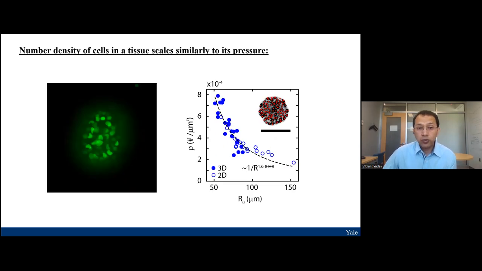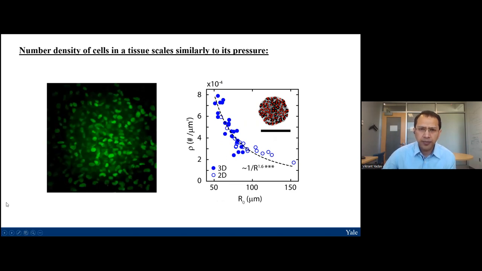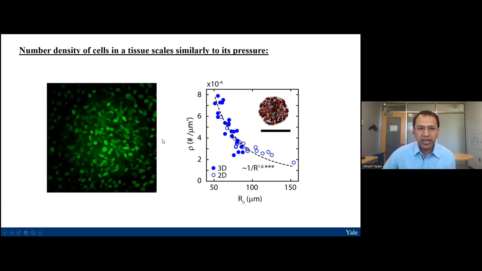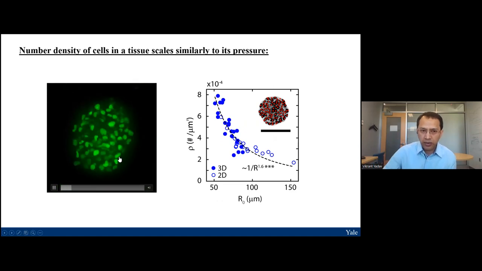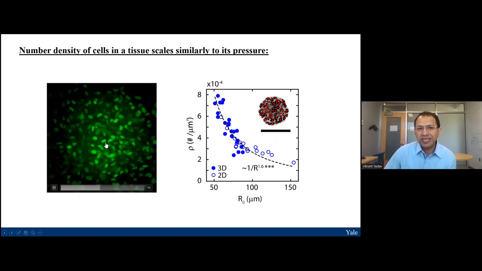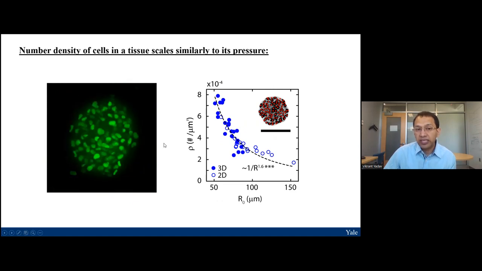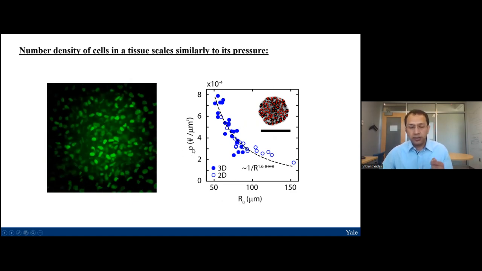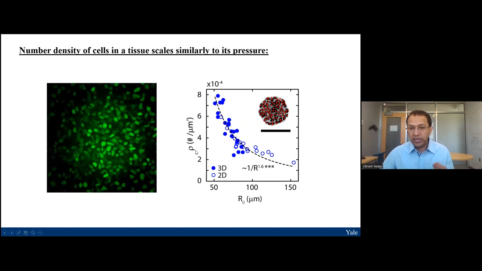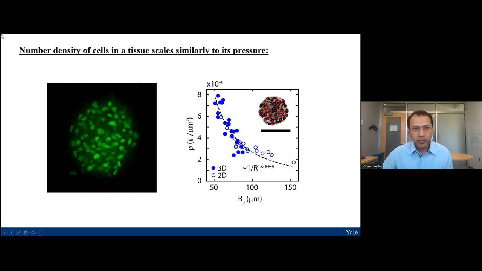We decided to do one more measurement. We wanted to see how many cells actually make this aggregate. So if we take these aggregates and put them on a substrate, they will start spreading. And simply by running PIV, a particle tracking algorithm, on these, we can calculate how many cells make these aggregates, and from there calculate the density of particles which make these aggregates.